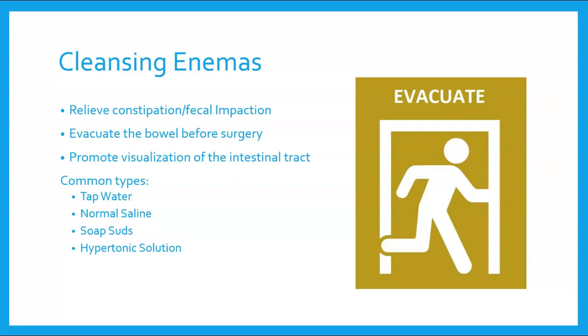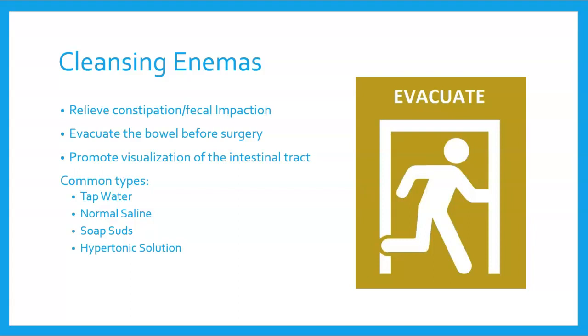Okay, so the first types of enemas that we're going to talk about are the cleansing enemas. These can be used to relieve constipation or fecal impaction. Maybe they've tried laxatives, they've tried increasing their fluid intake, they've tried ambulating, or maybe they aren't able to do those things for whatever reason. We could see about trying an enema. This can also be done to evacuate the bowels before surgery, if they are having some kind of surgery where they need to be able to visualize the intestinal tract.